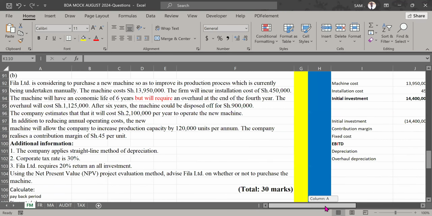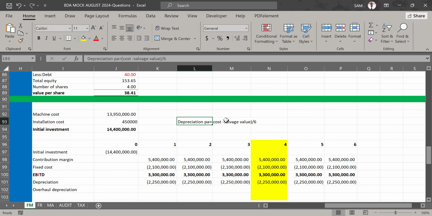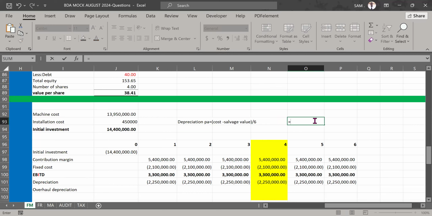What is the overhaul cost? We were given the overhaul cost here of how much? The overhaul cost is 1,125,000, right? So we will come here and compute its depreciation. This is how we compute the straight line method of depreciation. When we compute the depreciation for the overhaul, we will say the overhaul cost is 1,125,000, and we divide by the total useful life.